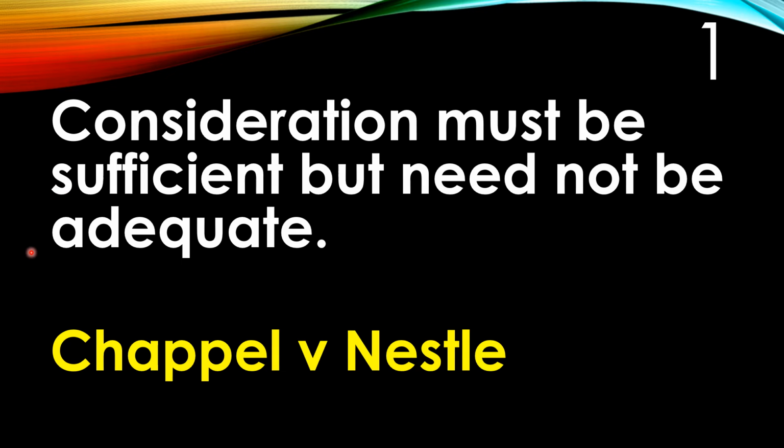So the first rule that we need to look at is that consideration must be sufficient but need not be adequate. What this means in its simplest possible form is that for a promise to be enforceable, something has to be given in exchange for it. But that thing that is given has to be something sufficient, but it doesn't need to be the full value, if you like, of the thing that's being given. It doesn't have to be adequate.